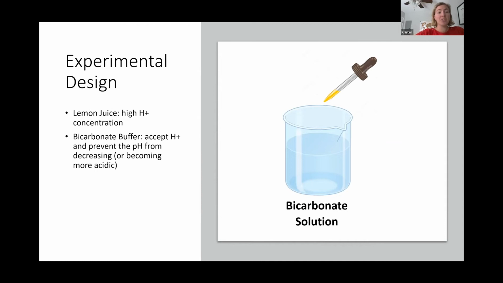Okay, and so the experimental design for this one is very, very simple. What we have is our bicarbonate solution, and when we're adding lemon juice to the solution, we're going to be studying how the pH is changing. So it's going to accept hydrogen ions and prevent the pH from decreasing or becoming more acidic.